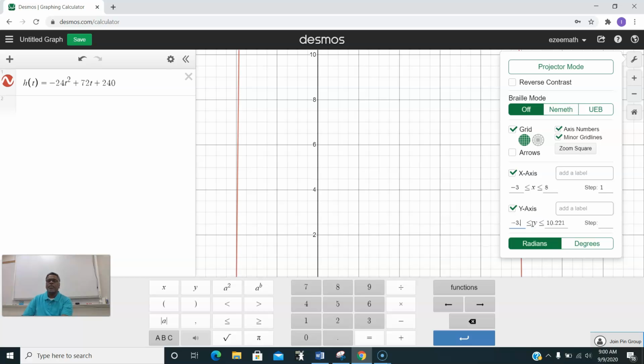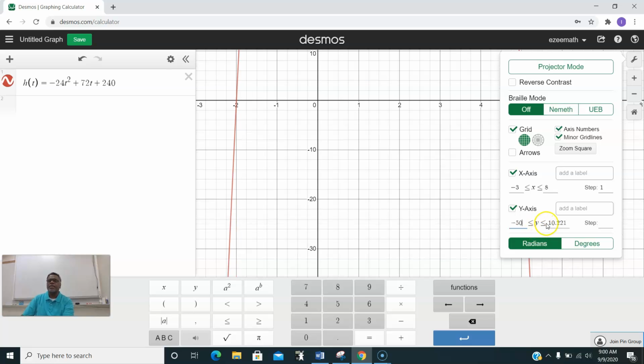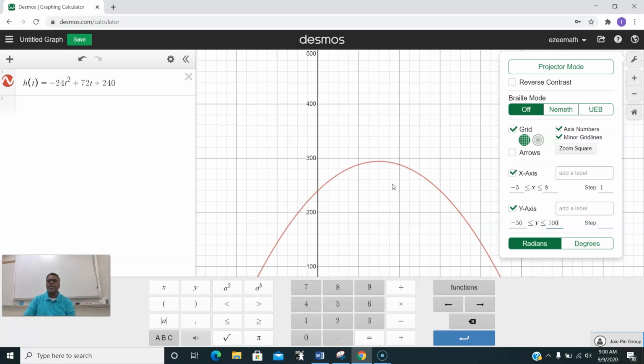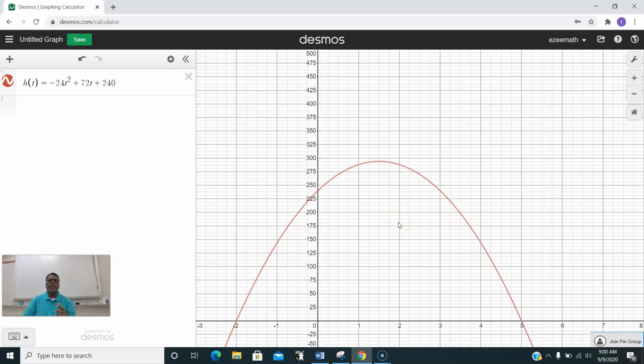And for y values, because the number is higher, maybe I'll take around 50 here. And because 250 is there as the y-intercept, I'll take some more extra, like maybe 500, just to look at this. See, the minute I typed in 500, you can see the top part of your graph. And in steps of 25, I'll go. Now you can almost see the whole picture of your graph.